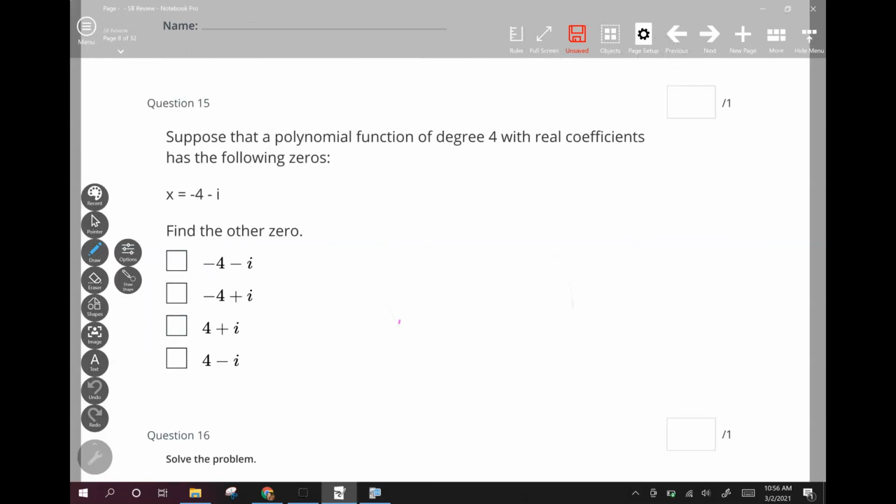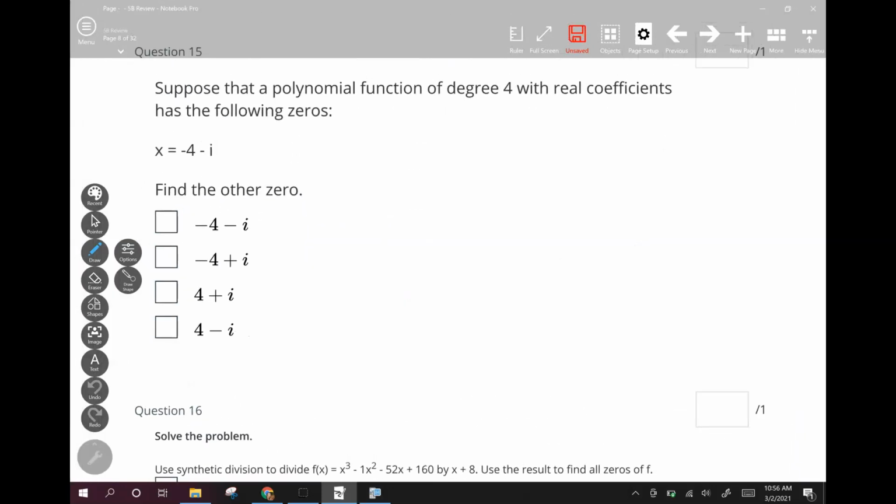Okay, let's see what we have next. Suppose that a polynomial function with real coefficients of degree 4 has the following zeros. Okay, so I've got -4 minus i.